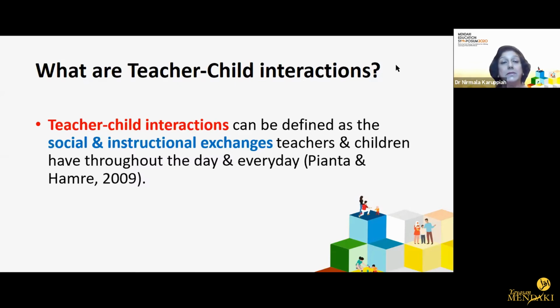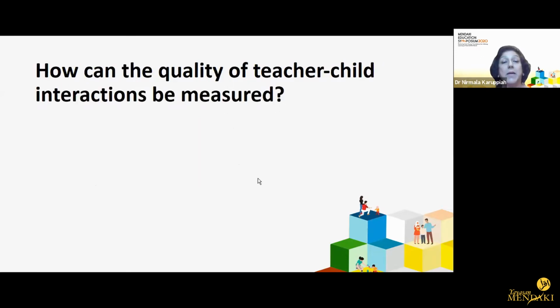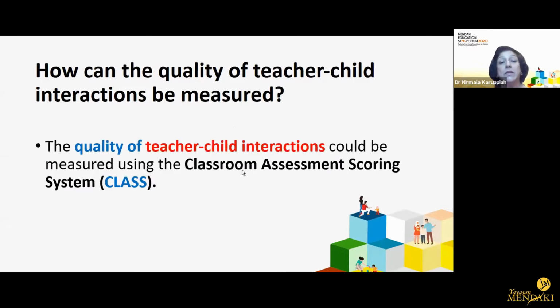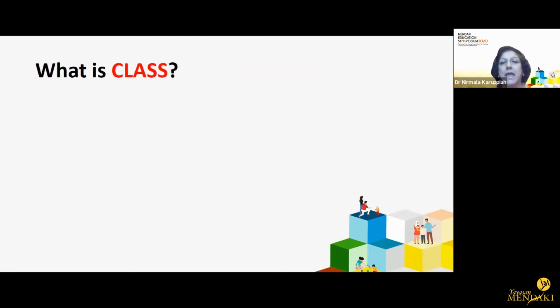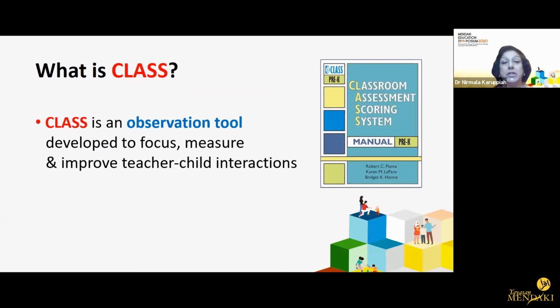Let us go on to understanding how the quality of teacher-child interactions can be measured. The quality of teacher-child interactions could be measured using the Classroom Assessment Scoring System. I'll be using the word CLASS for the rest of my presentation, which is the short form for Classroom Assessment Scoring System. So what is CLASS? CLASS is an observation tool developed to focus, measure, and improve teacher-child interactions in the classroom.